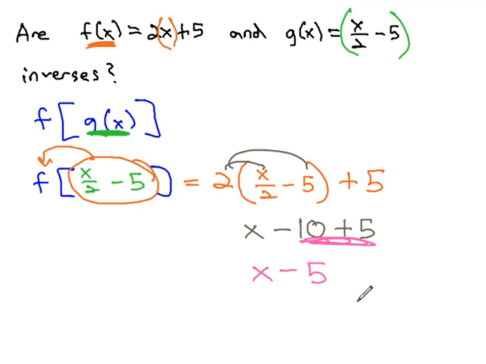Not just x. In other words, when we plug g into f, we don't have everything undone. We end up with 5 less than we had started with. That's not an inverse. An inverse takes you back where you started. It doesn't take you back where you started and then an extra 5 feet back. So, because there's that extra minus 5 on there, we say, no, these functions actually are not inverses.